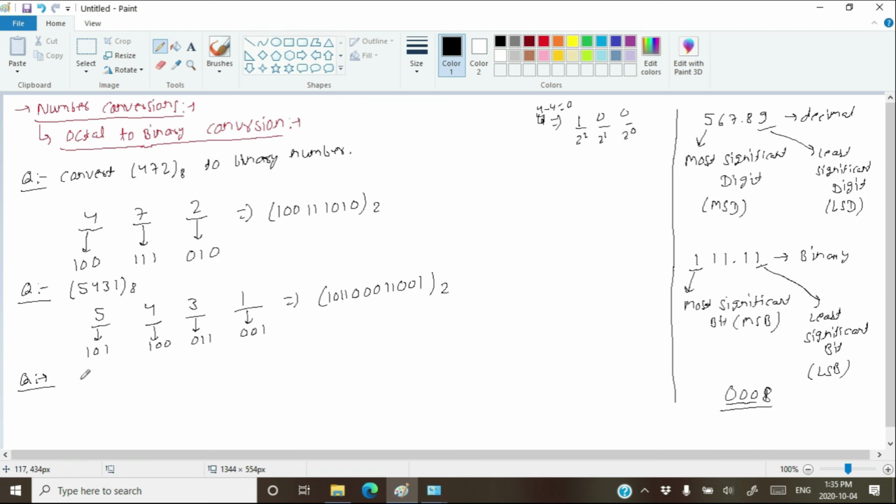The question is you have to represent 3.1, which is given in octal, in binary. So what you do here is write 3.1, write the 3-bit binary of 3, that will be 011, write the 3-bit binary of 1, that will be 001, and write one after another including the decimal point. So write here 011.001 in binary. This is all about octal to binary representation.